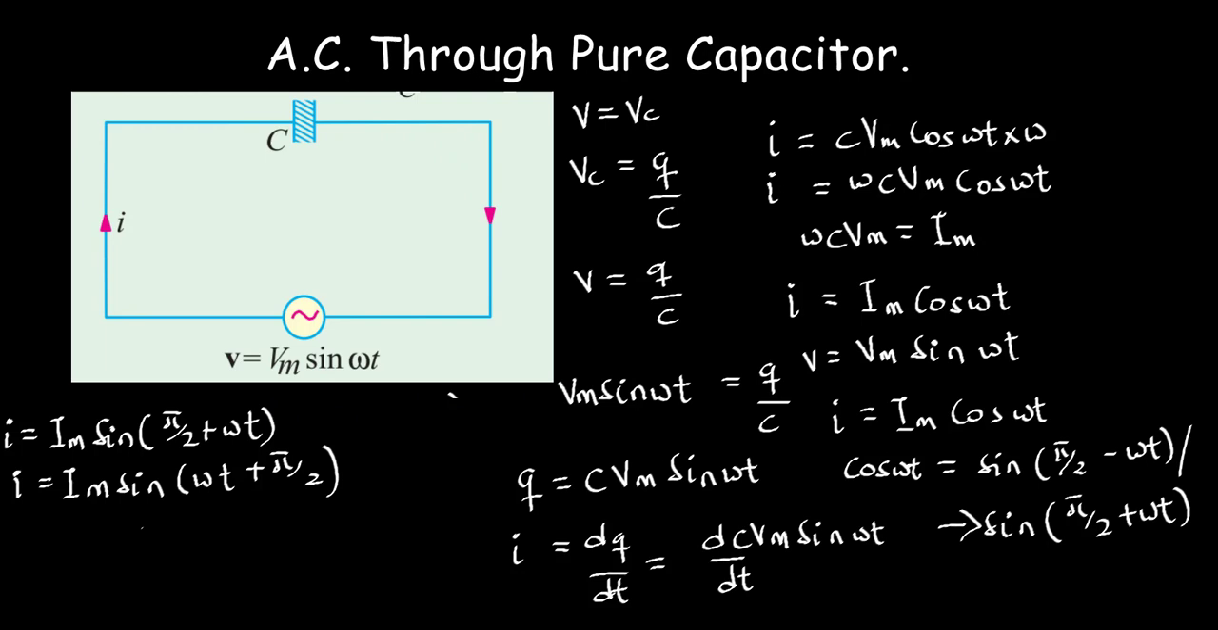So you can now compare this to the voltage expression. You have V equals Vm sine omega t. So from here you can see that the current leads the voltage by pi on 2, which is the same as 90 degrees. So in this circuit, the current leads the voltage by pi on 2 or 90 degrees. That's what this means.